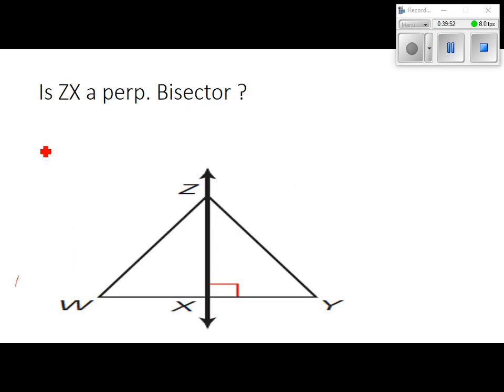Is ZX a perpendicular bisector? Do we have enough information? We don't have enough information. Just because it's perpendicular to it, do we know for sure that it bisects it? Do we know that Z is the same distance from those two? So we need some more information. So we'd have to write not sure. Not enough information.